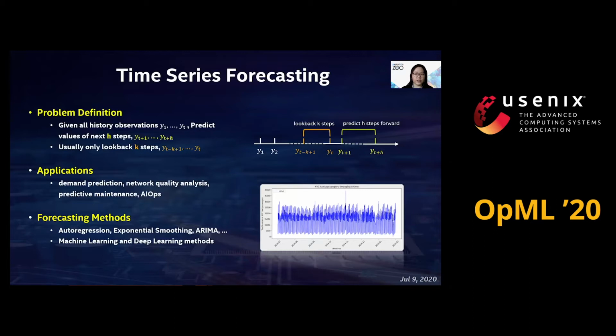There are many applications of time series forecasting. For example, demand forecasting can be used for inventory management and resource scheduling. Anomaly detection of sensor readings can be used for predictive maintenance of high-value equipment. And you will see more applications in the following sections.